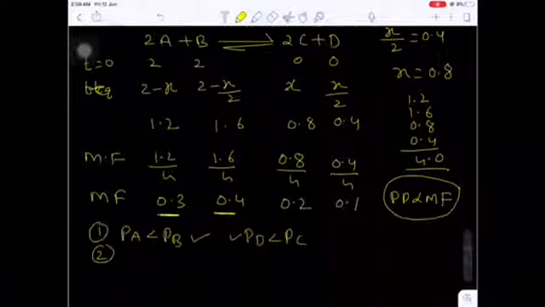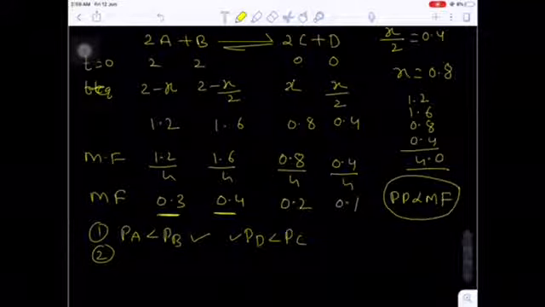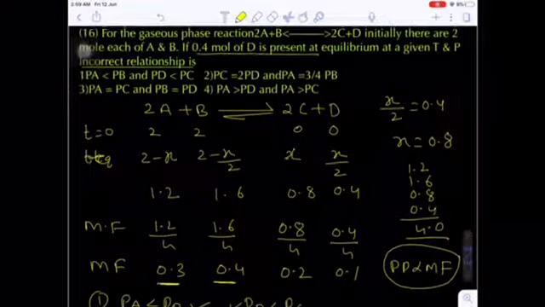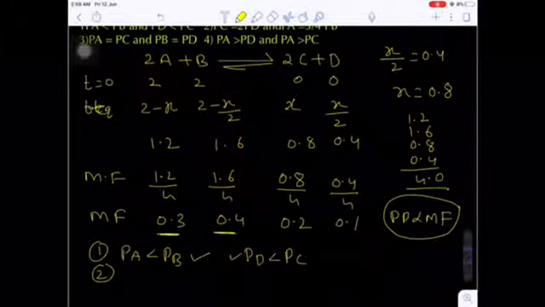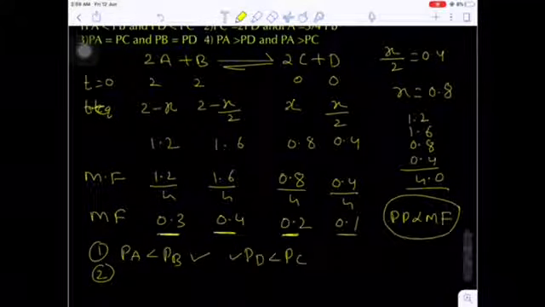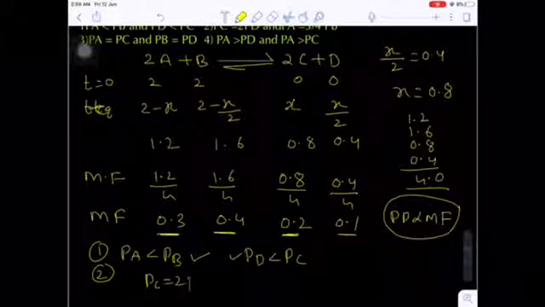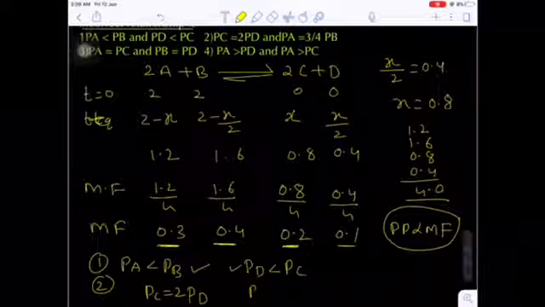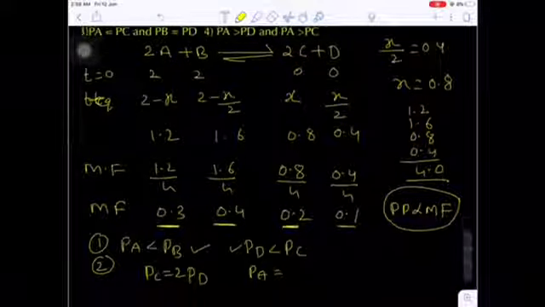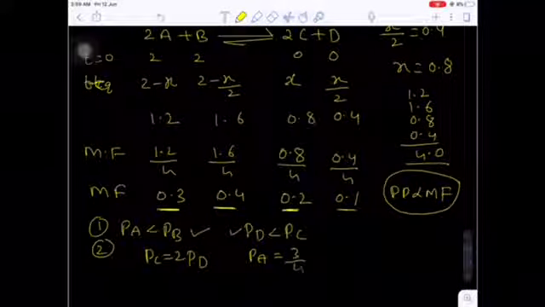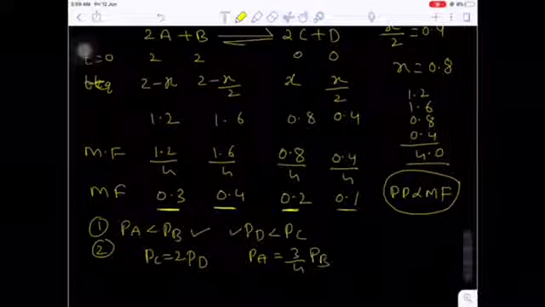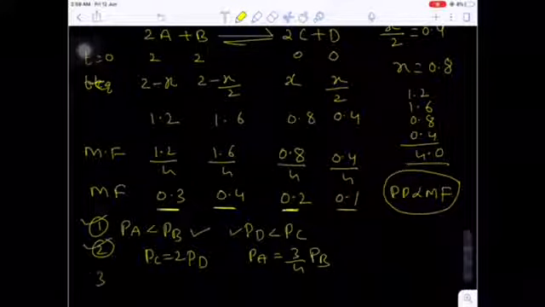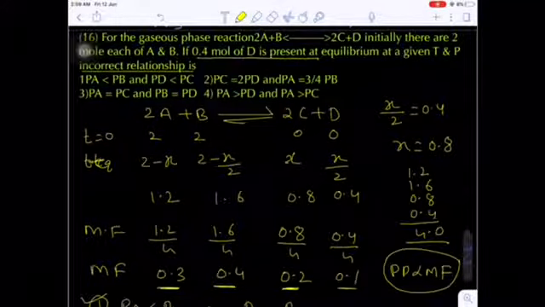Come to the second option: partial pressure of C is 2 times the partial pressure of D. Yes, partial pressure of C will be 2 times the partial pressure of D. This is also correct. And partial pressure of A will be equal to 3/4 times the partial pressure of B. This is also correct. This is correct. This is correct.